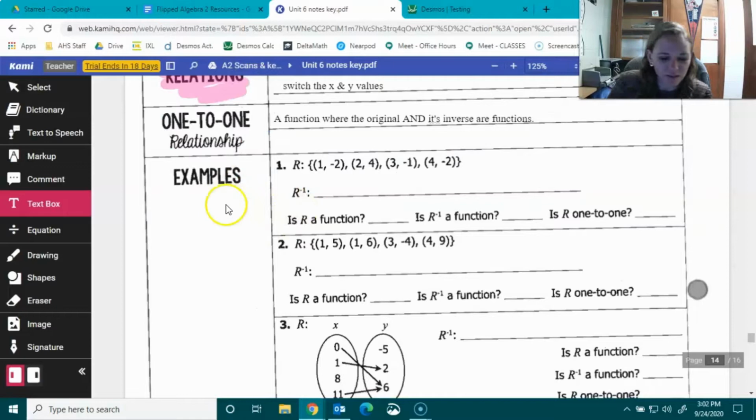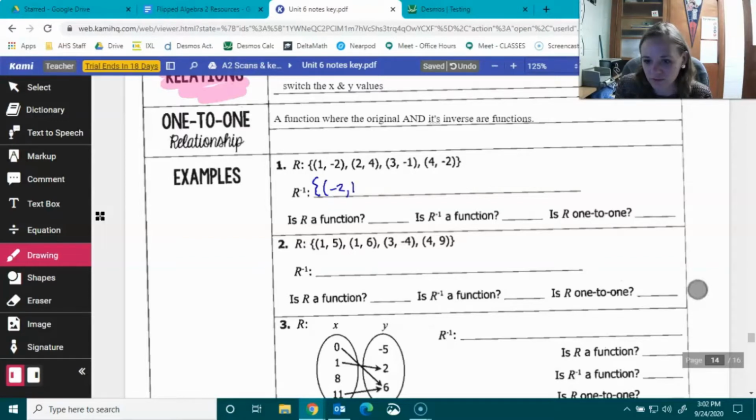Let's see if my pen works now. So, R. Alright, so the inverse of R. All we're going to do is, like I said a second ago, switch the x and y's. So we're going to change this to -2, 1, and then a comma. So all I did is switch these two, their places: 4, 2, -1, 3, and -2, 4. So this is the original, and this is its inverse.